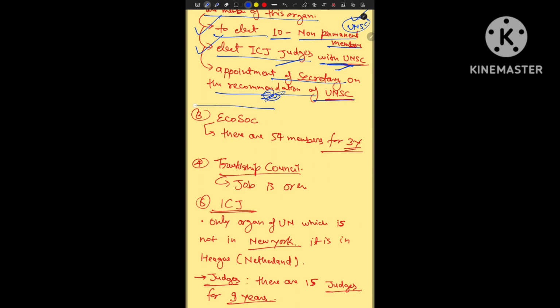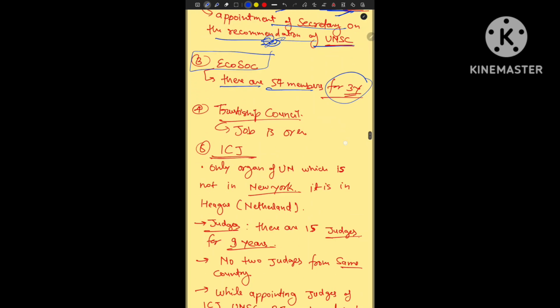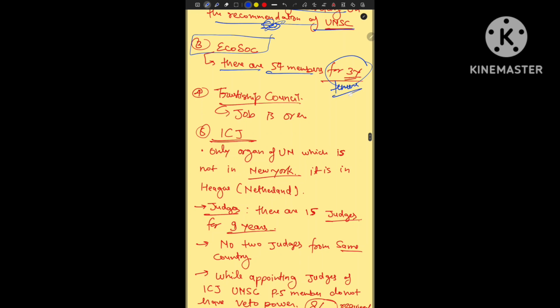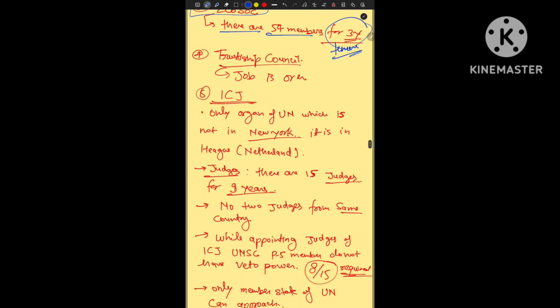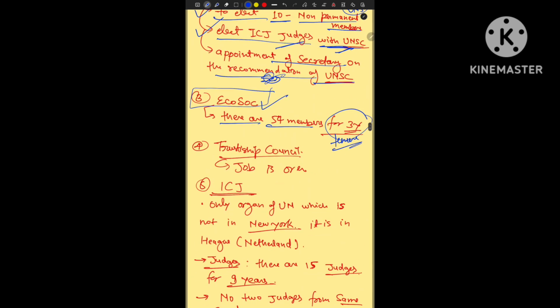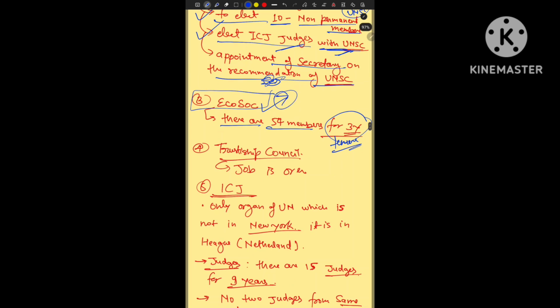The third important organ is ECOSOC, the Economic and Social Council. I already told you in short. There are 54 members, and each member has a tenure of 3 years. There are many organizations under this, which deal with all these important matters, and each member has a tenure of 3 years only.